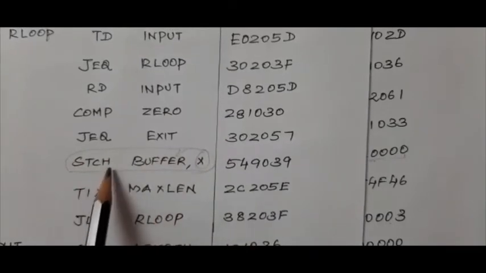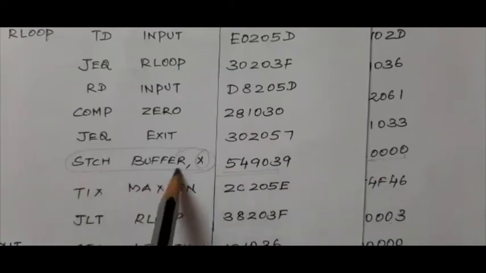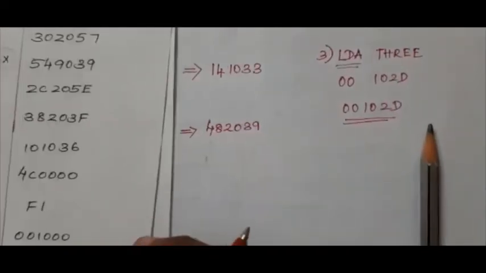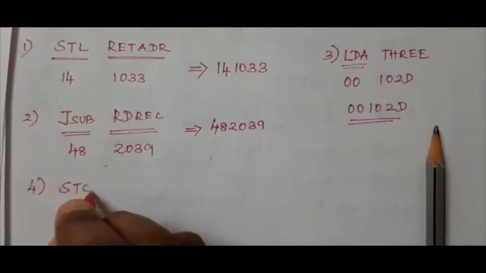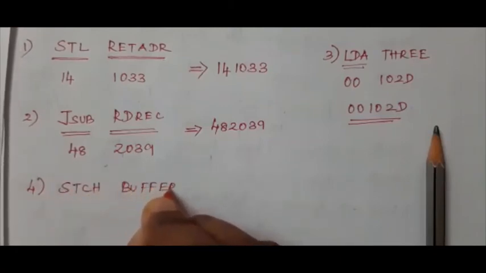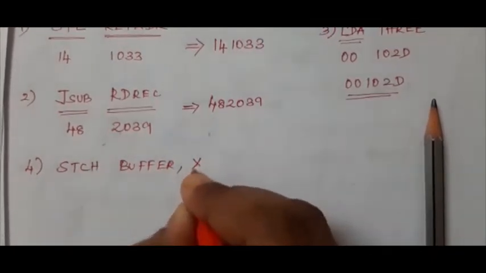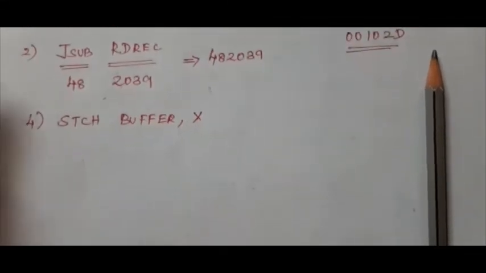Okay, so we'll see how to create an object code for this indexed addressing mode. So we'll take this example now. Okay, we'll write it here. What we have to write? STCH. So our next example, STCH buffer comma X. Okay, so X is a part of an instruction. We say that it is an indexed addressing mode.